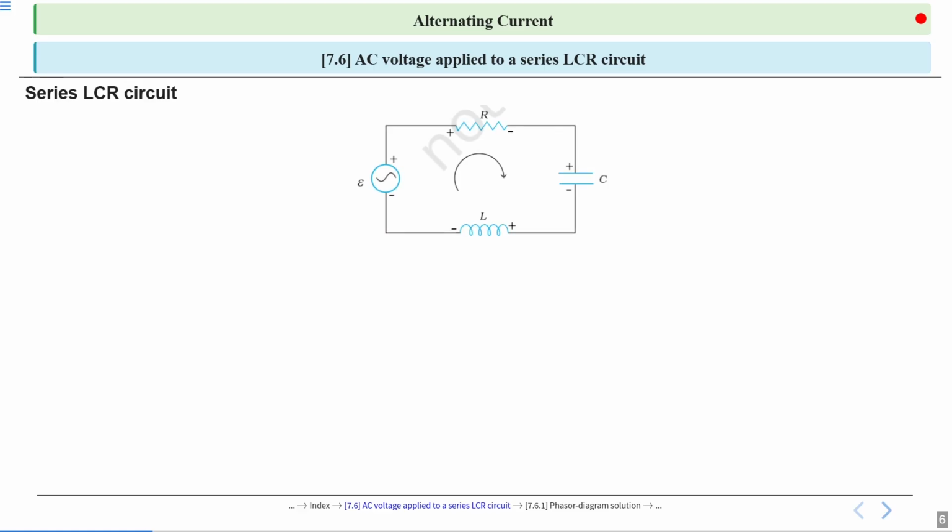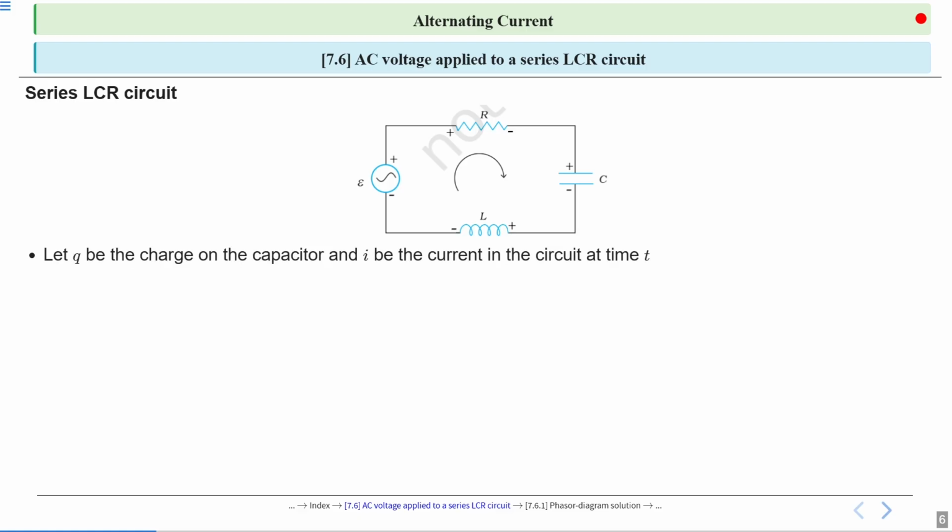Okay, so at any instant, suppose current is flowing in the clockwise direction. It means this terminal of the AC source at any instant is positive, and the lower terminal of this AC source is negative at any instant. So current is flowing clockwise, that's why here positive, here negative. This plate of the capacitor is positive, this is negative, and here positive, negative. Current is flowing clockwise, and we are also moving clockwise.